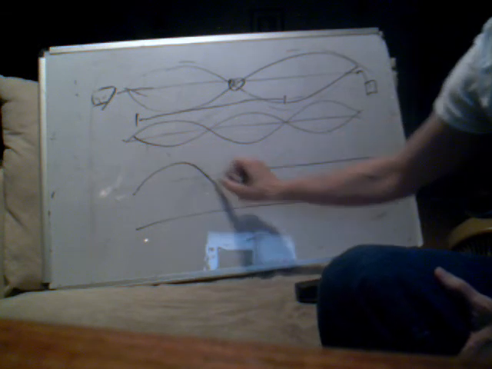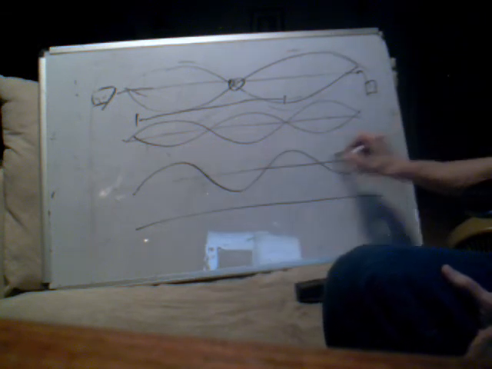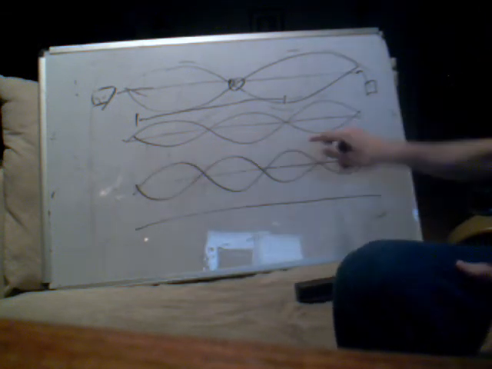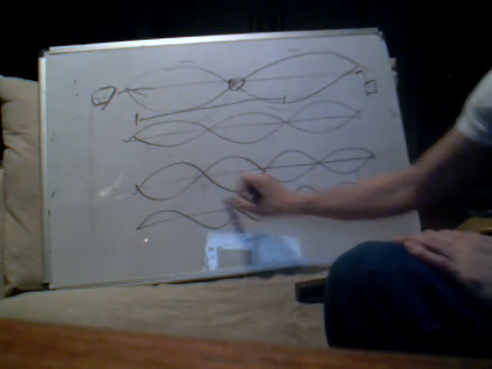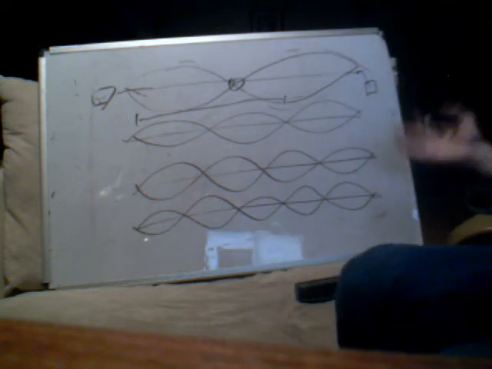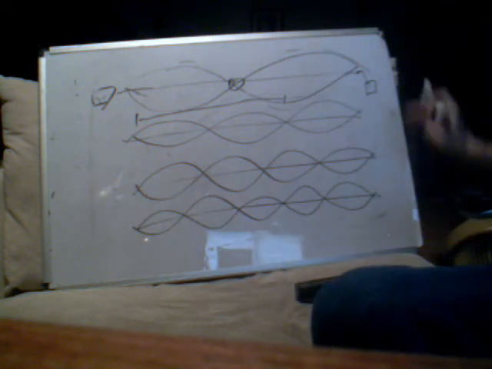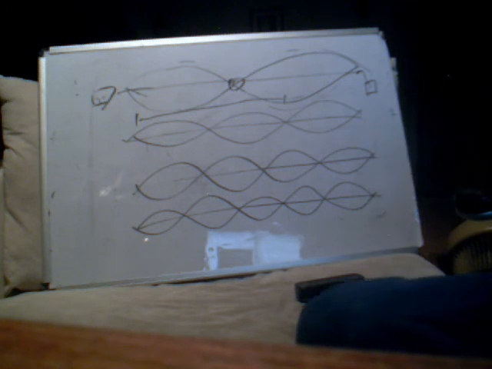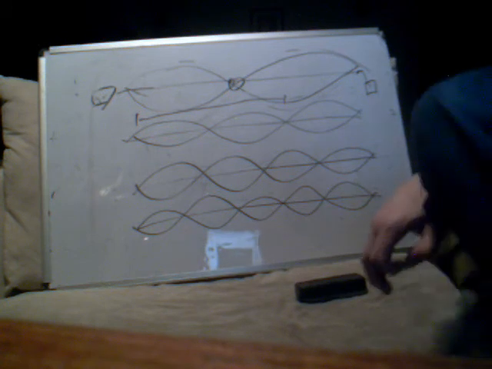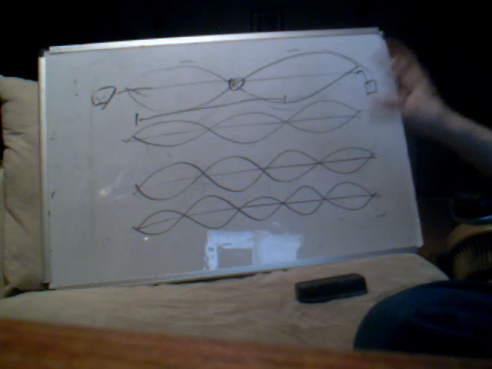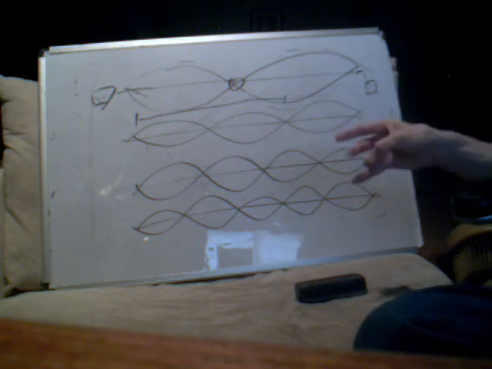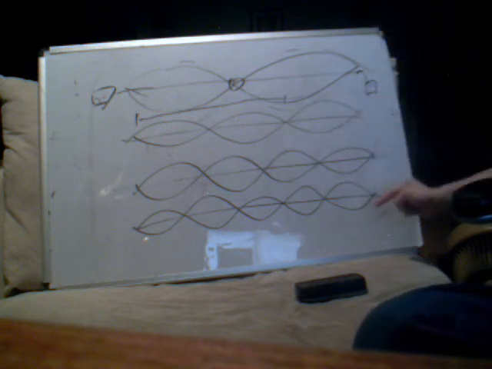Could maybe do this. That's two wavelengths. That's 2.5 wavelengths, and so on. These are all possible standing wave configurations, what we call harmonics in music. In any case, if you give it just the right amount of energy at just the right frequency, these standing wave configurations are possible based on the length of the string.